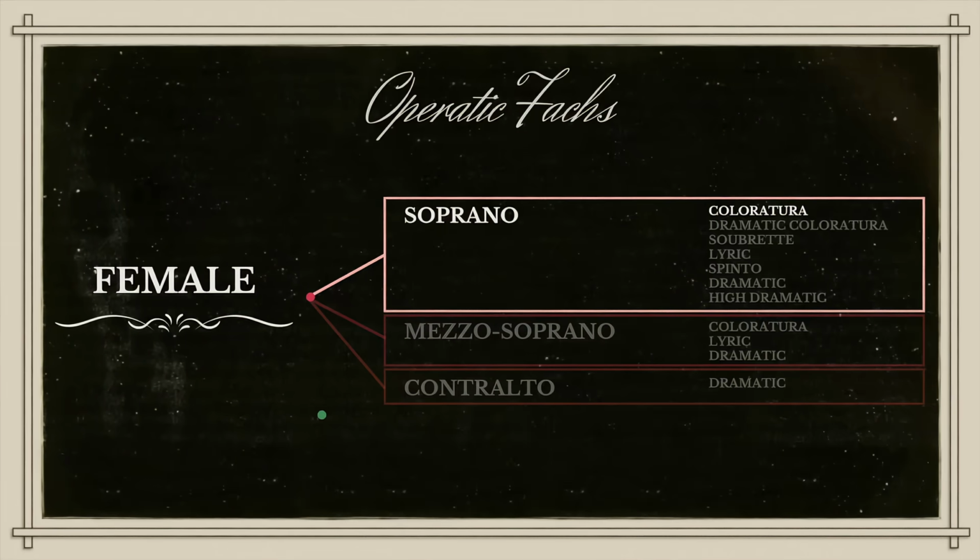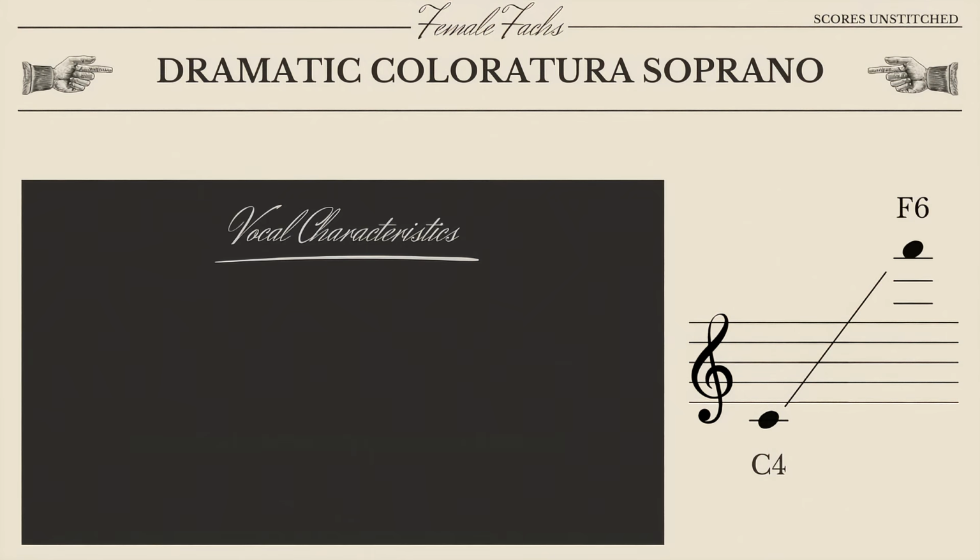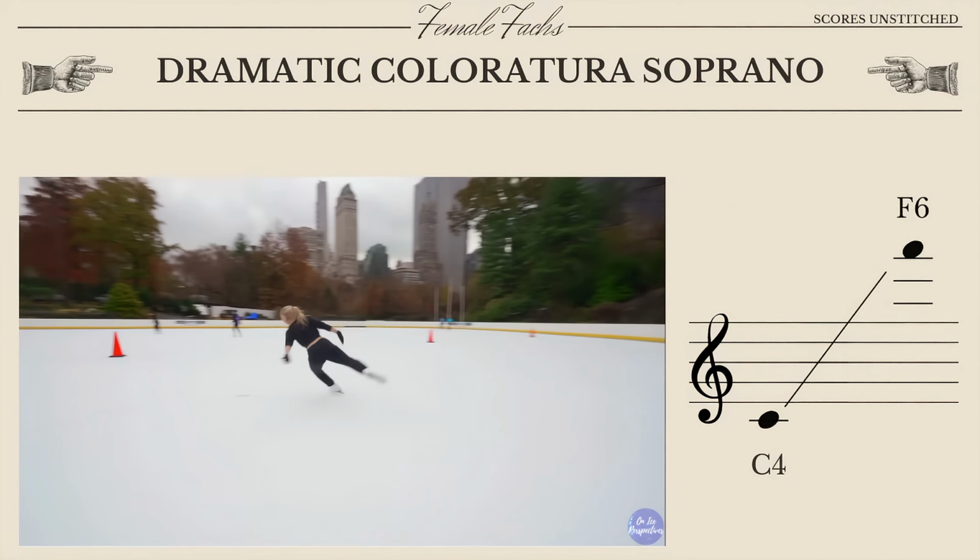And next we have the dramatic coloratura. It's the same range, middle C to F6, and pretty much the same acrobatics. It's just more powerful, more dramatic. I like to think figure skaters rather than tiny gymnasts.